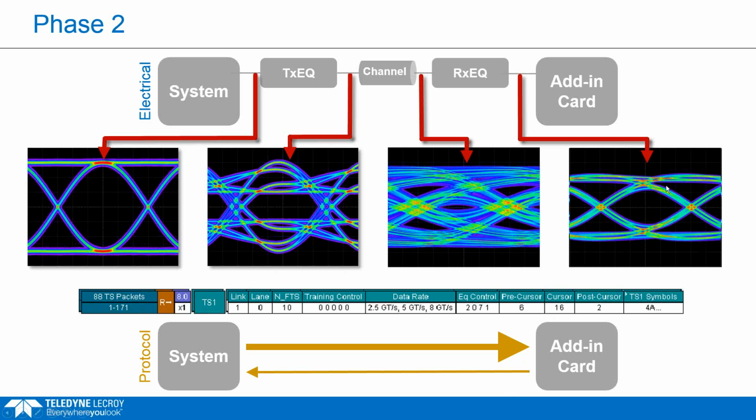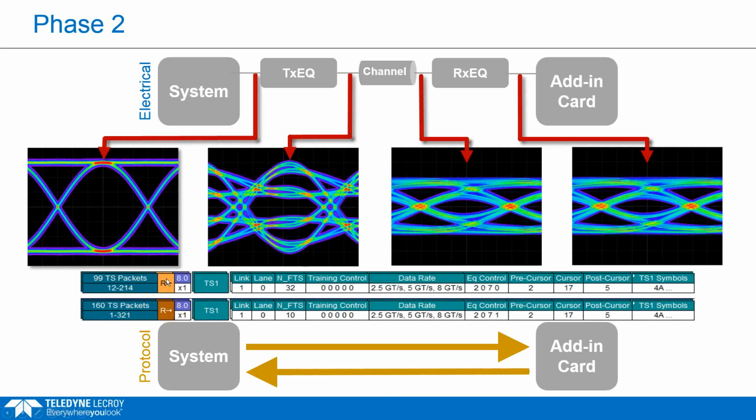So after the add-in card has tuned its receiver here and it's happy with the result, it's going to send another request for different settings. So in this case, again, you can see another request from the add-in card for not a preset, but cursors to 17.5. So there's some different settings now. And then the system will respond back and say, okay, I have changed to 17.5. And at the same time, it'll physically change its TXEQ settings to apply these cursor values.